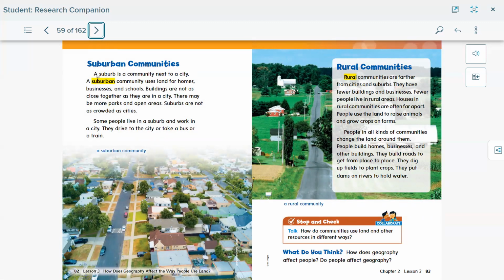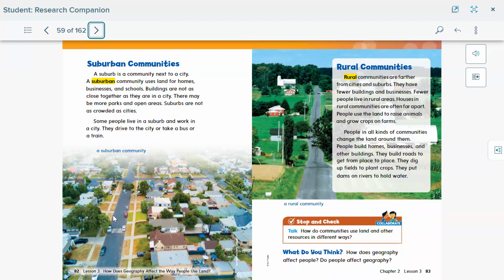Suburban communities. The suburb is a community next to a city. The suburb community uses land for homes, business, and schools. Buildings are not as close together as they are in a city. So as you can see, there's big spaces. People have front yards, backyards.